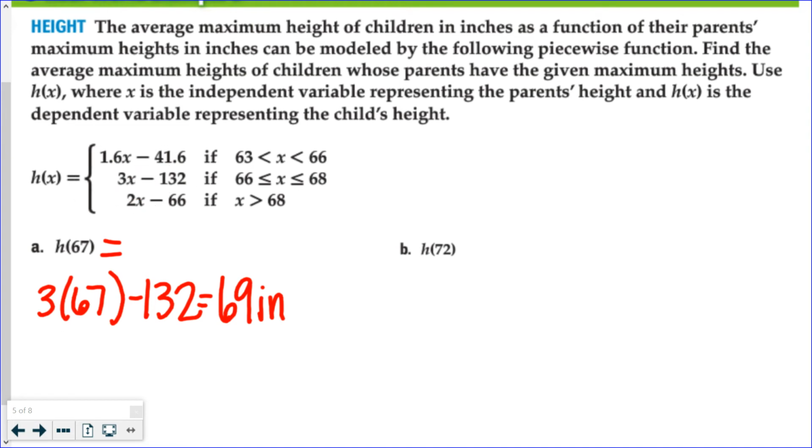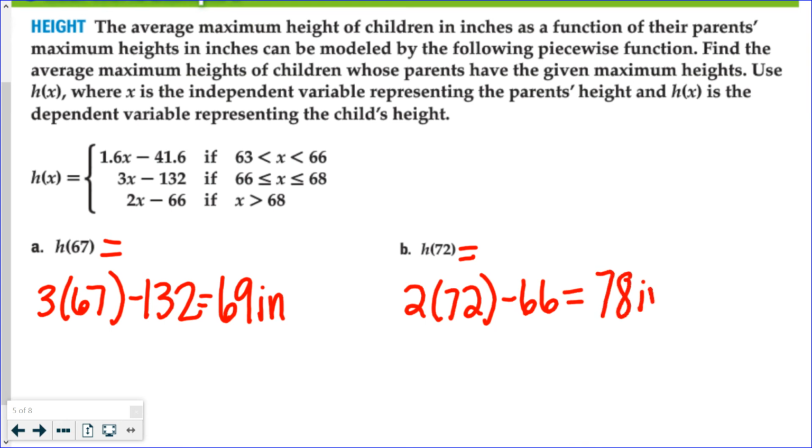All right, for our second example, now we've got h of 72. 72 is bigger than 68, so it's going to be this last rule. So I've got 2 times 72 minus 66, which is 144 minus 66, which would give me 78 inches.